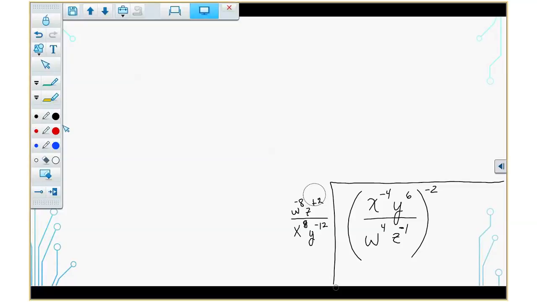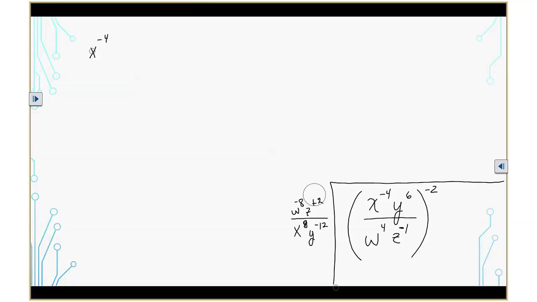So X to the negative 4, Y to the 6th, over W to the 4th, Z to the negative 1, raised to the negative 2 power. All right, does everybody agree that's the original problem? Okay, hold on. That's what I should have done to begin with.